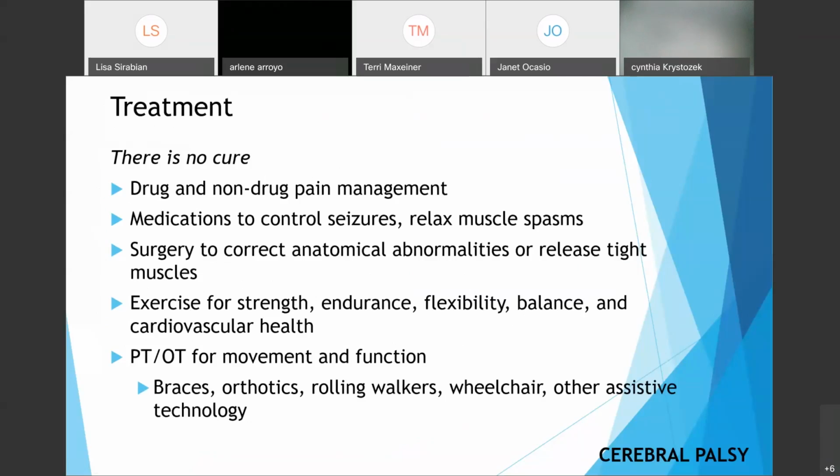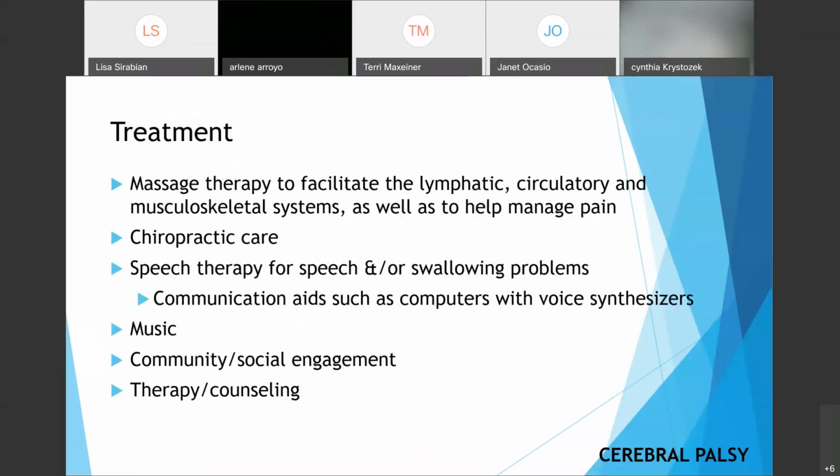PT and OT, we may be using braces, orthotics, rolling walkers, adaptive devices that are assistive, that help with function and movement. Massage therapy facilitates the lymphatic and circulatory systems as well as the musculoskeletal system, and can help manage pain. Chiropractic care, speech therapy, communication aids, music, community social engagement, therapy, and counseling.